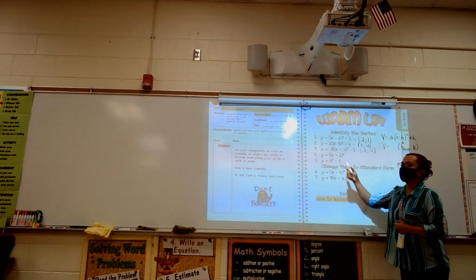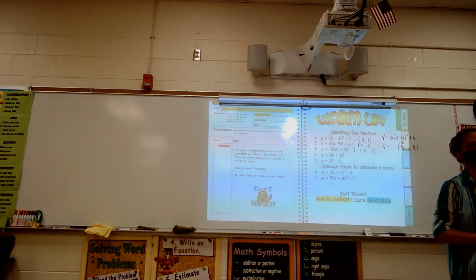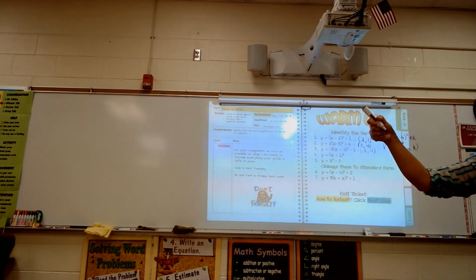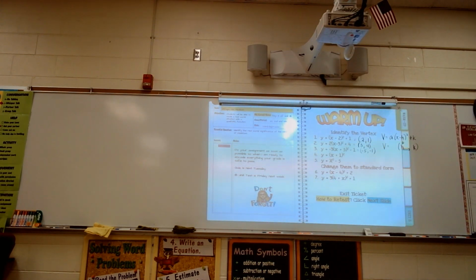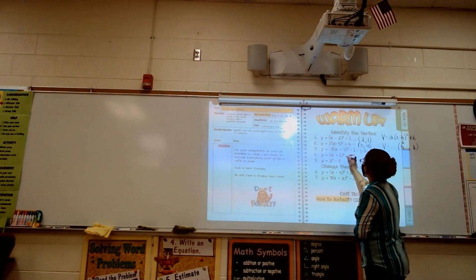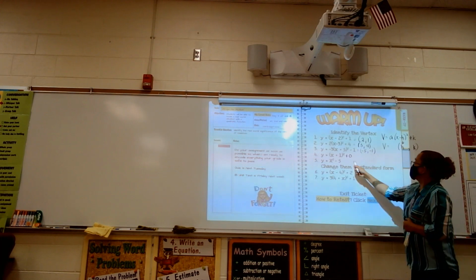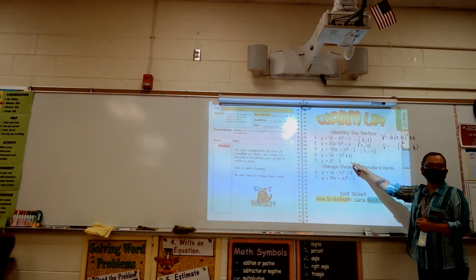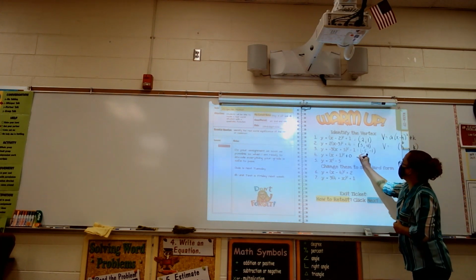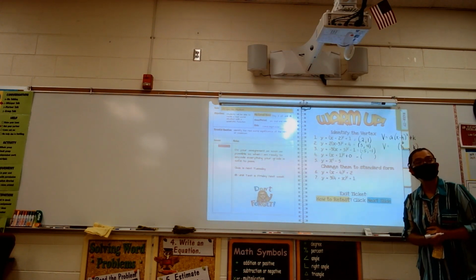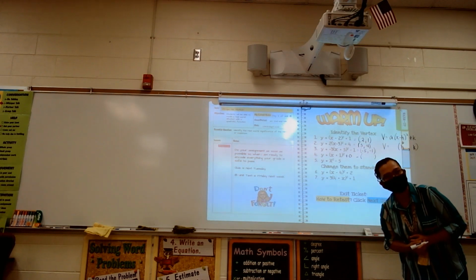Now, what is missing in number 4? What did I tell you, if you can still remember? If you're missing something, what will you put? 0. Whatever is missing, you're going to put 0. K is not here, it's absent. So therefore, what would be your vertex? Negative 1, 0.